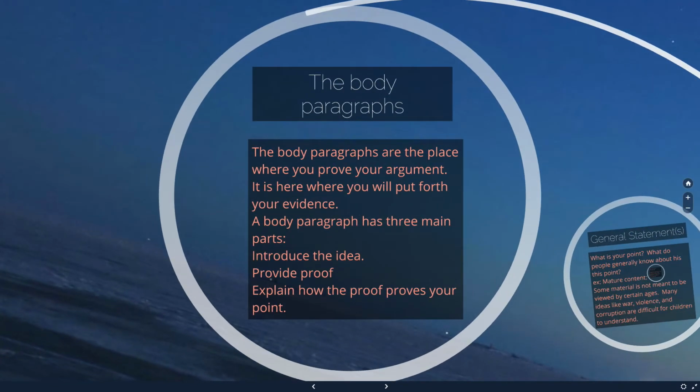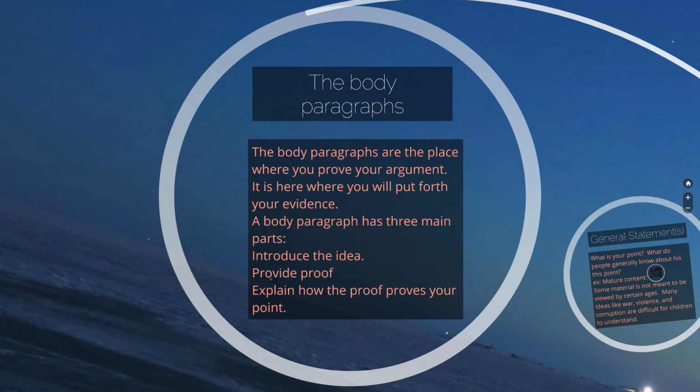Your body paragraphs are the place where you prove your argument, where you prove which side that you're on. We know what side you're on based on your thesis statement, so the body paragraphs are the proof of the details that you put in your thesis statement. This is where you're going to put forth your evidence to prove.